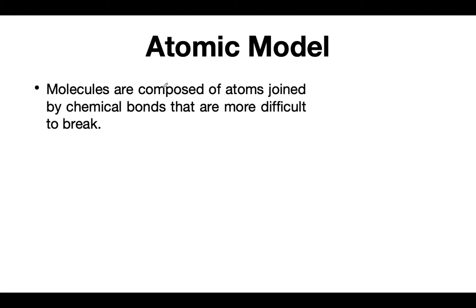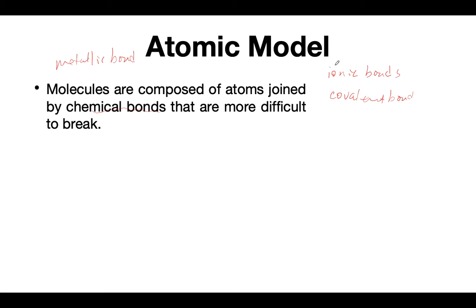Now let's look at the atomic model. When molecules are composed of atoms, the atoms are joined together by chemical bonds that are more difficult to break. When we talk about chemical bonds, in your general chemistry you may have studied the ionic bond, or covalent bond, as well as the metallic bond. Now you should be familiar with the periodic table already.